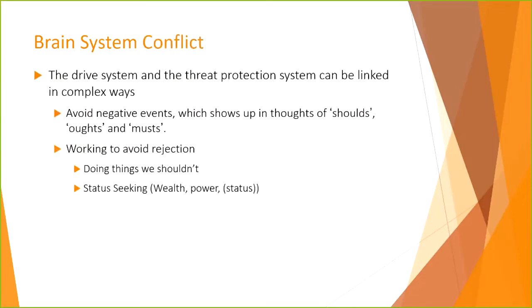The drive system and the threat protection system can be linked in complex ways. And unfortunately, sometimes they are contradictory. The drive system may say we need to avoid rejection, which means we may need to put ourselves out there in a way that we could experience rejection. So the drive and threat protection system are constantly in this sort of little battle, saying we need to do what we need to do to get what we need, but how much risk are we willing to take?